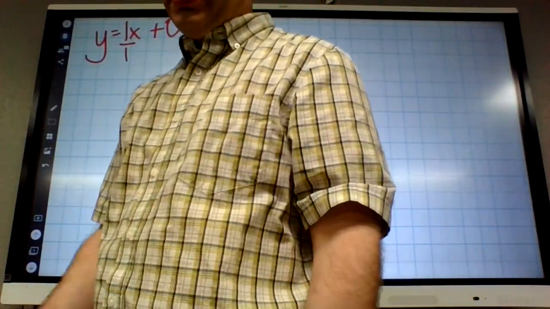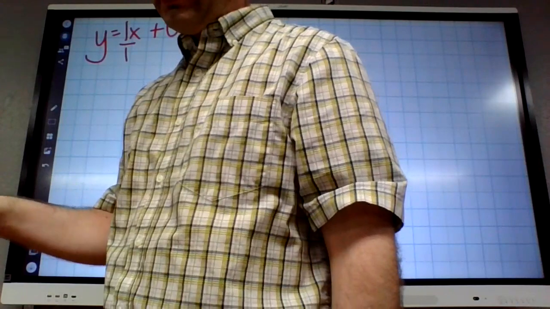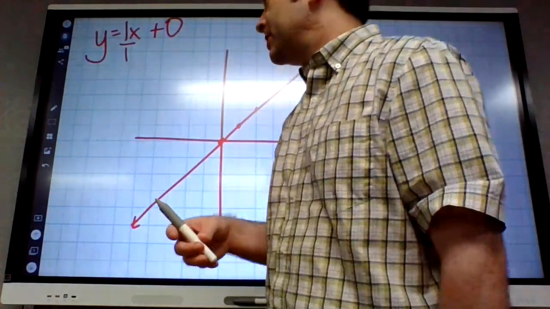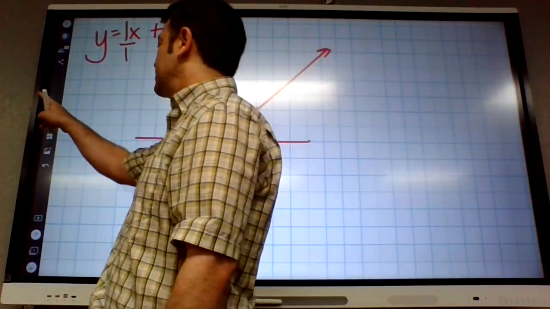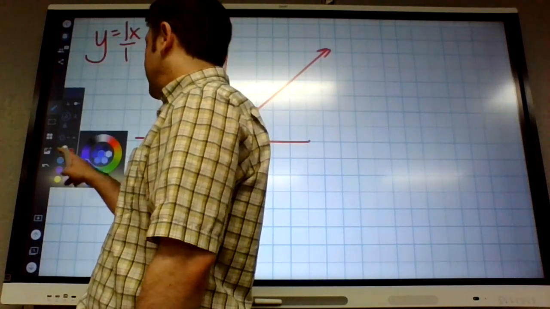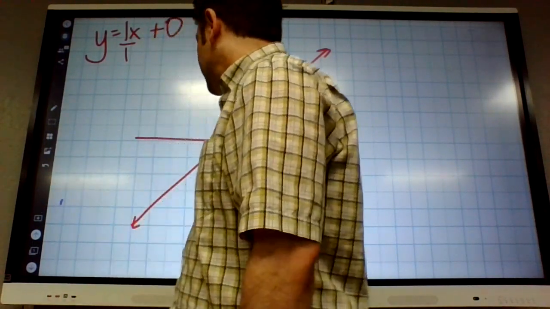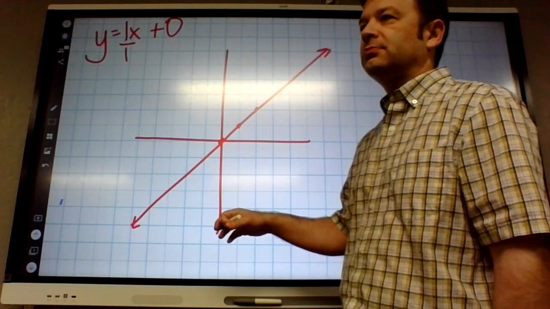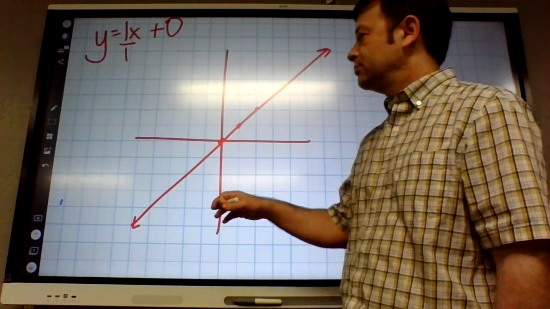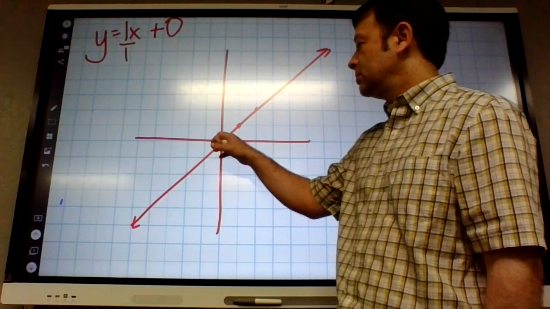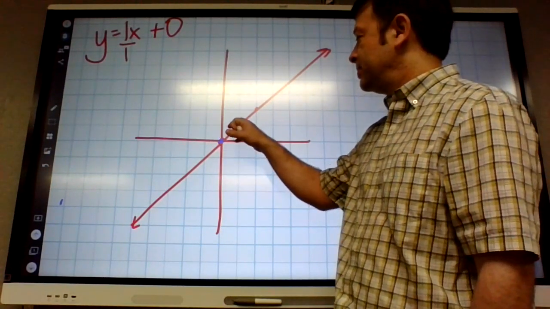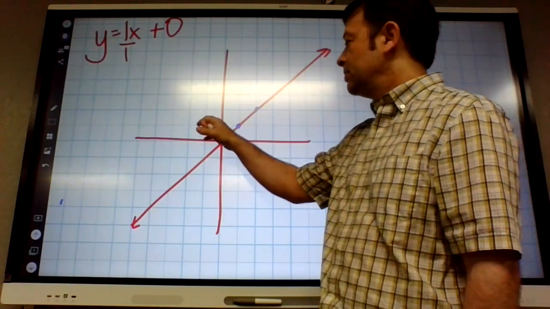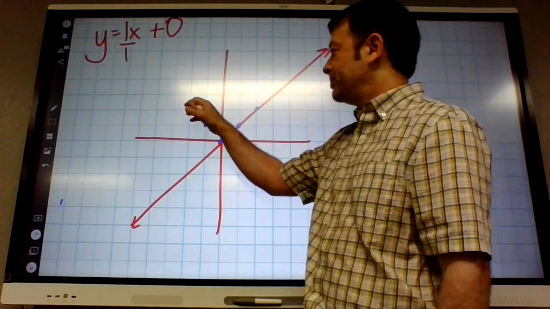And then you do that in one color, and then the next color we're supposed to graph g of x equals absolute value of x. So what did absolute value of x look like? Starts at 0, 0, and it goes up in both directions.